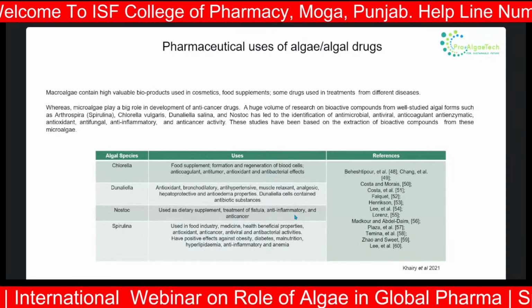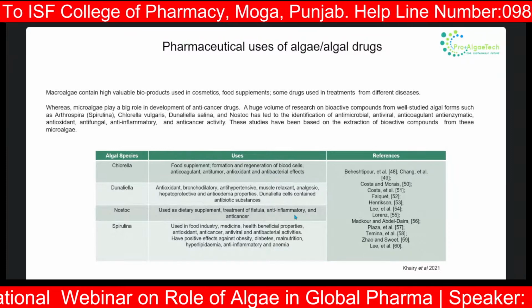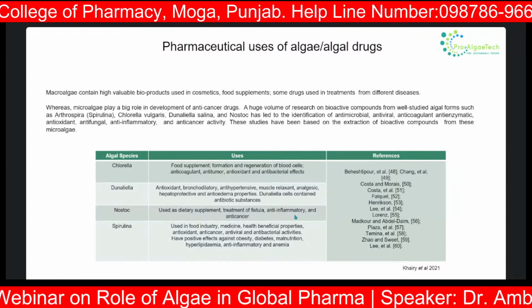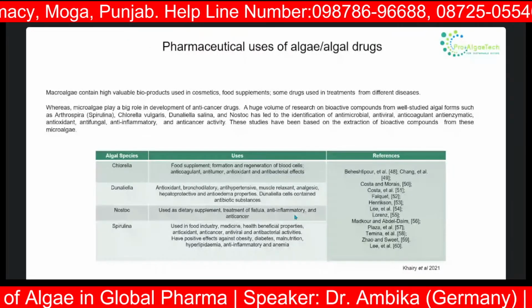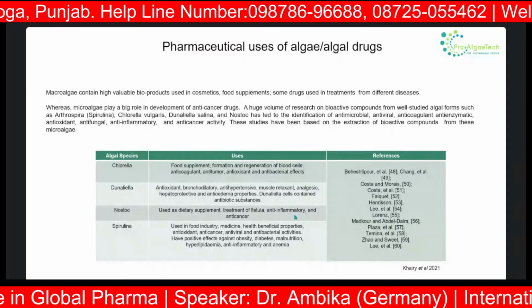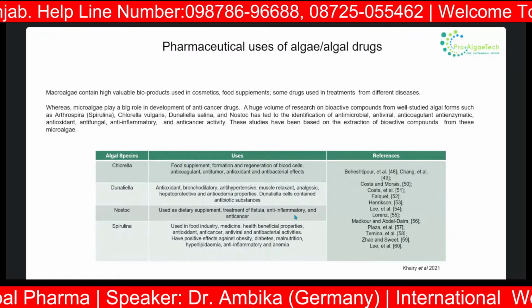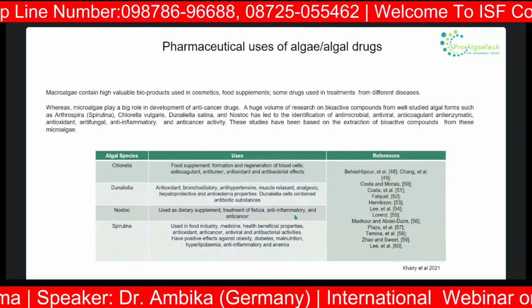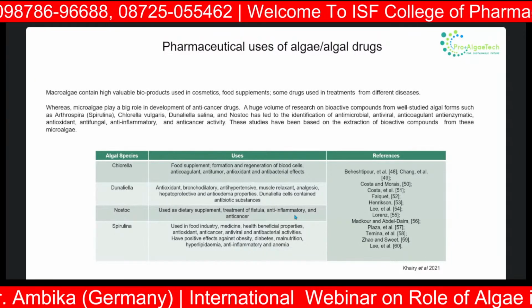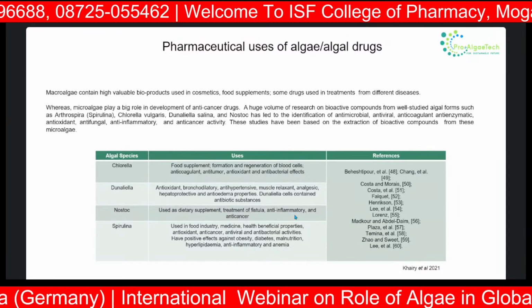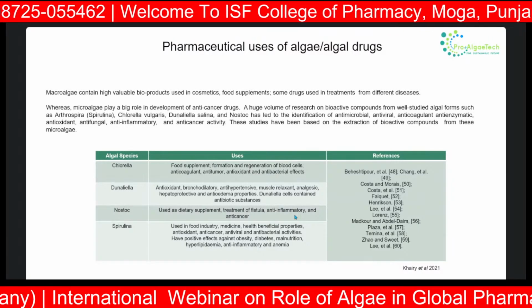Dunaliella, antioxidant, bronchodilatory, antihypertensive, muscle relaxant. So for all these activities you use it, and it also contains antibiotic substances. When it comes to Nostoc, we use it as a dietary supplement, for treatment of fistula, and as anti-inflammatory and anti-cancer.